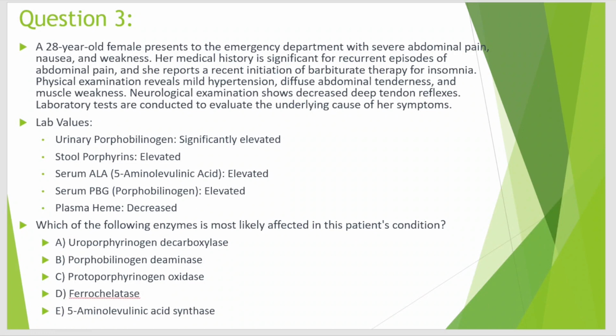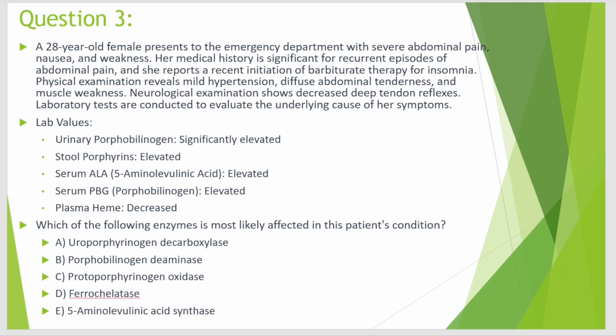A 28-year-old female presents to the emergency department with severe abdominal pain, nausea, and weakness. Her medical history is significant for recurrent episodes of abdominal pain, and she reports a recent initiation of barbiturate therapy for insomnia. Mild hypertension is noted, diffuse abdominal tenderness is noted, muscle weakness, and decreased DTRs are noted as well. There are some significant lab values located below.